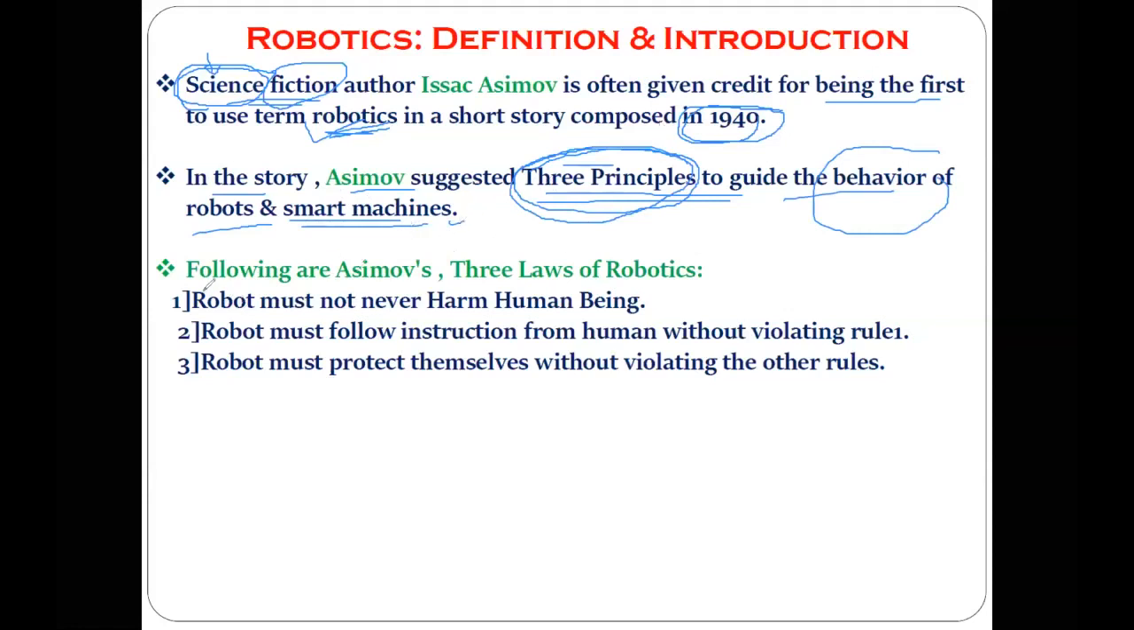Now let's see what the three laws of robotics are, the three principles invented by Isaac Asimov in the 1940s. By keeping in mind these principles, the robots are being made nowadays. So which are these three principles? In the first rule he has mentioned in his story, a robot must never harm a human being. The robot must not kill the human being, or the robot must not injure the human being. So that is his first law.